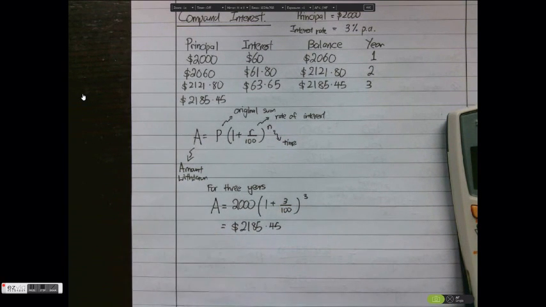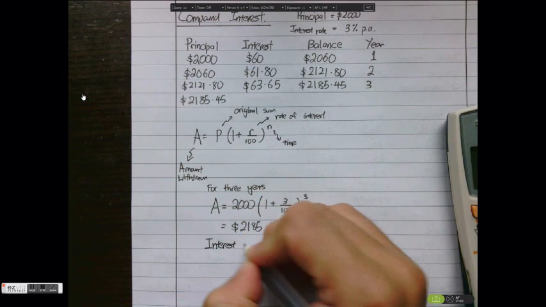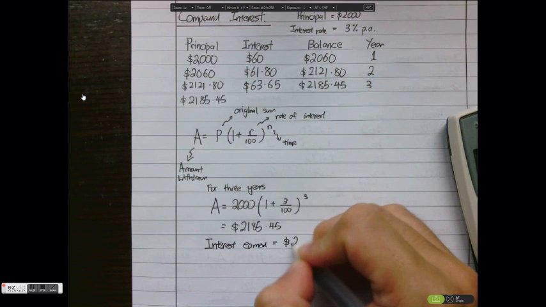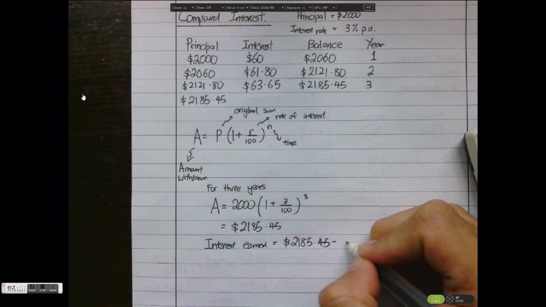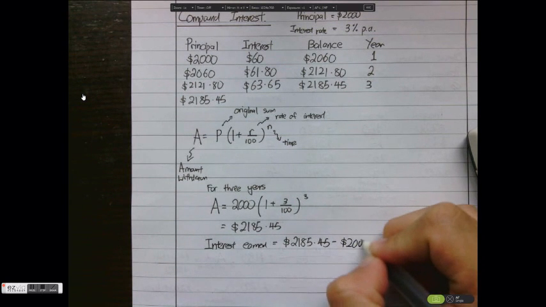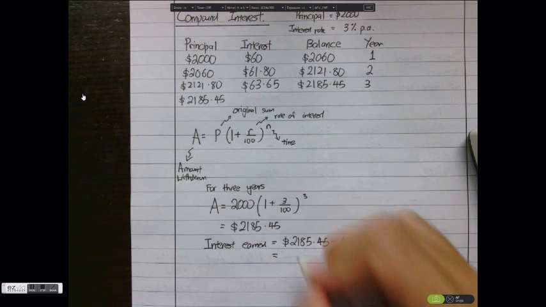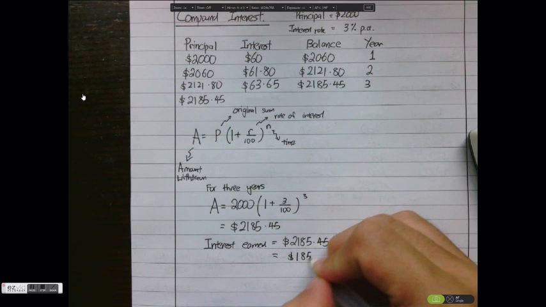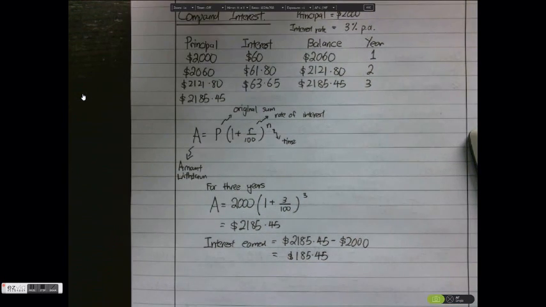If you want to get the interest earned, what I have to do is take this amount withdrawn minus the principal sum, and my total interest that I earn over 3 years will be $185.45. Can? So let me try to do something else now.